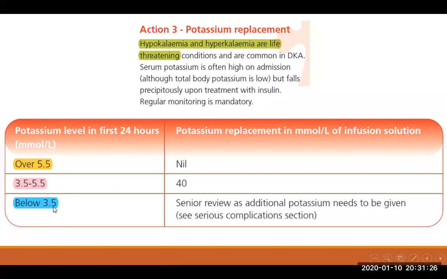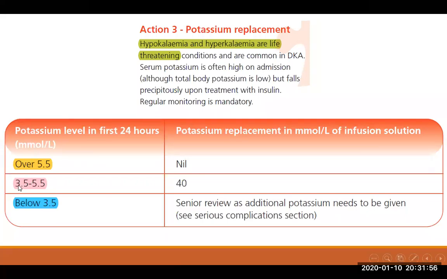If serum potassium is less than 3.5, we must stop. Don't give intravenous insulin infusion, because the intravenous insulin infusion will decrease the serum potassium more and more, because it will shift potassium from extracellular to intracellular. You must replace severe hypokalemia, and of course you must contact your senior physician.